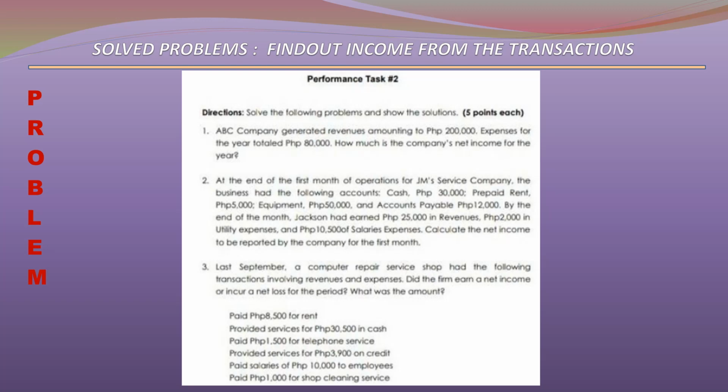1. ABC company generated revenues amounting to PHP 200,000. Expenses for the year totaled PHP 80,000. How much is the company's net income for the year?